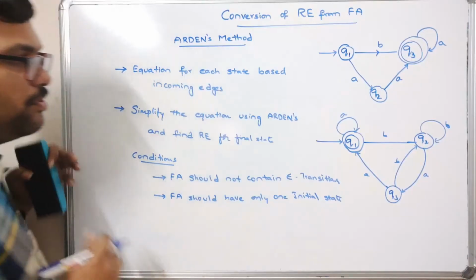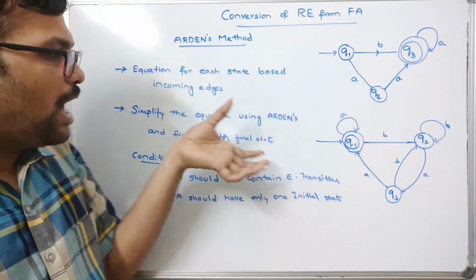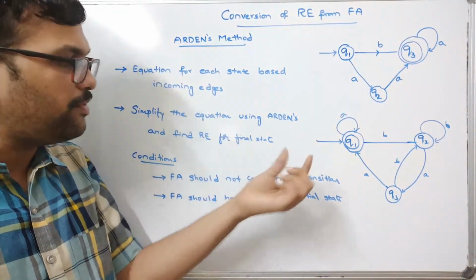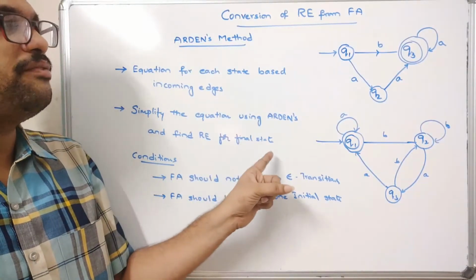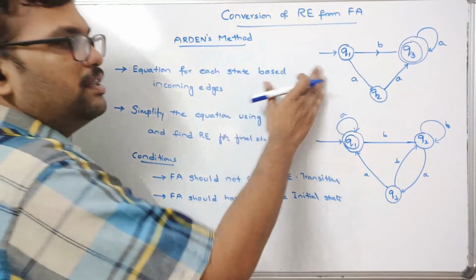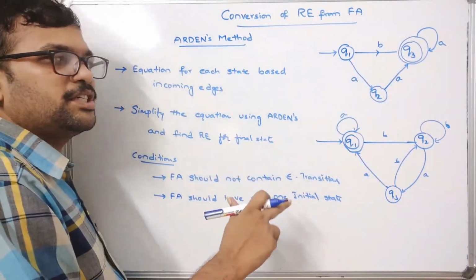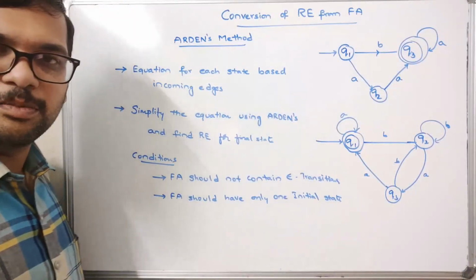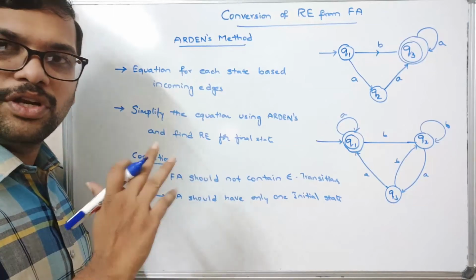So we need to write the equation for each and every state, and we need to apply Arden's theorem. That means we need to make the equation in the format of Arden's, and we have to find the regular expression for only the final state. That means here we will find the three equations for Q1, Q2 and Q3, but whatever the regular expression given by the Q3 equation, that will be the final regular expression. Right? So don't worry, I will solve with an example so that you will understand.